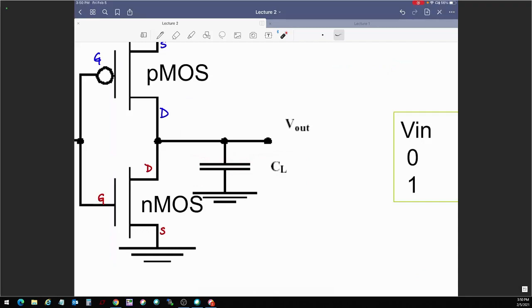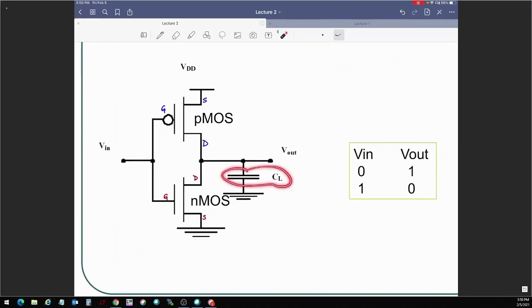Earlier I said there is an oxide layer between the metal and the substrate. That layer of oxide actually forms a parasitic capacitance, and there could also be some parasitic capacitance coming from wires in your circuit. All of that is described using this capacitive load. That limits how fast this inverter can be used, because it controls the propagation delay through the circuit. We are not going to be dealing with propagation delay right now. We are focused on whether this can work as an inverter or not.